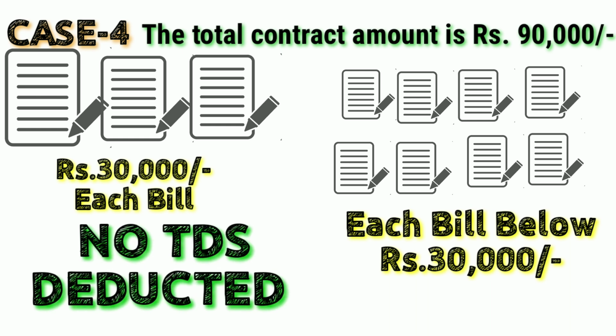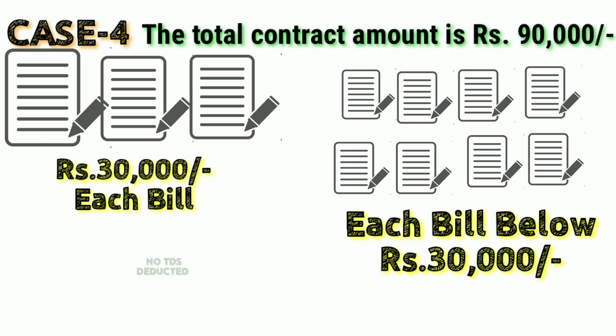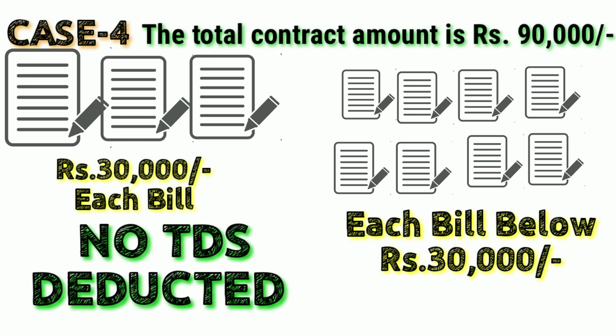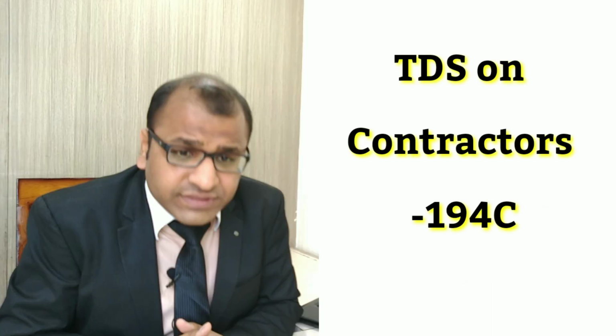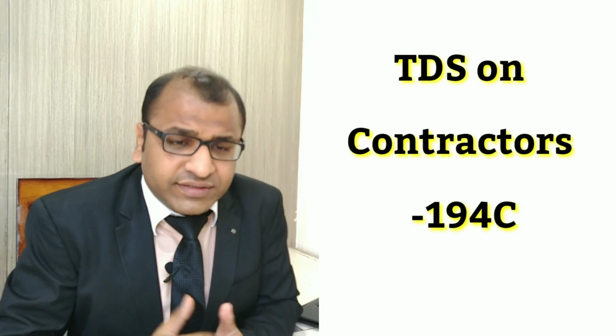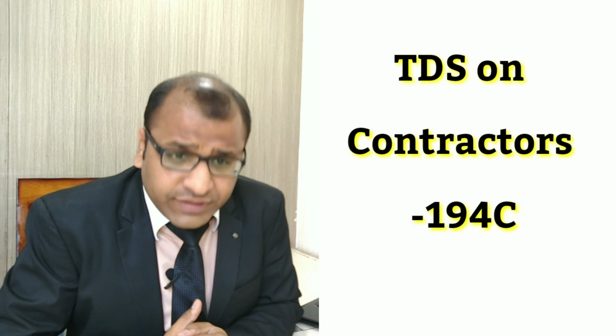I repeat, taking the contract value to rupees 90,000, if there are three bills of rupees 30,000 each or more than three bills each below rupees 30,000, making a total of rupees 90,000, the TDS shall not be deducted, as in both the cases neither the annual threshold limit nor that of a single invoice is being exceeded. I hope these examples were useful for understanding the threshold limit for deduction of TDS.